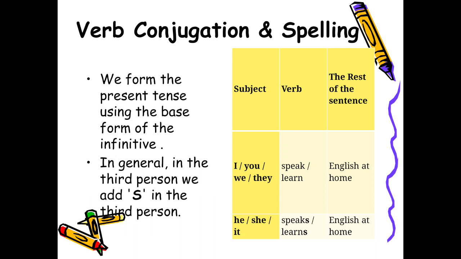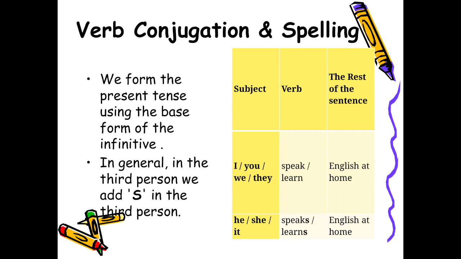What are the verb conjugations and spellings which you have to follow when you are going to use it in writing or speaking? You have to use the correct form. When you're writing, you have to give the correct form. We form the present tense using the base form of the infinitive, and in general, in the third person, we add s. Let us see the table. With the first person and second person, whether singular or plural, you will be using the base form of the verb.